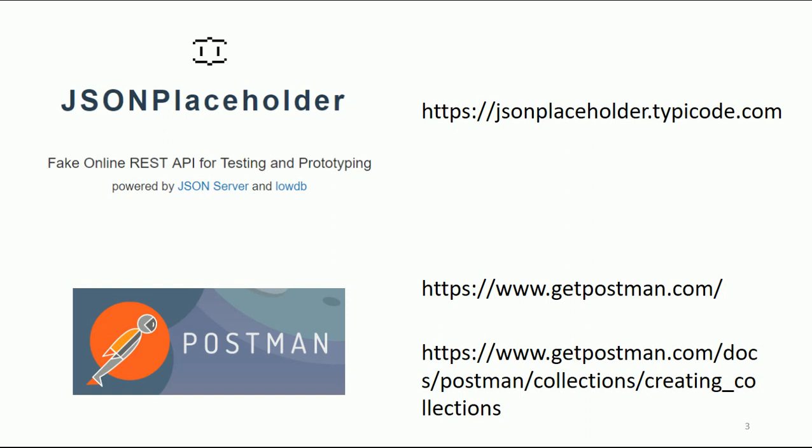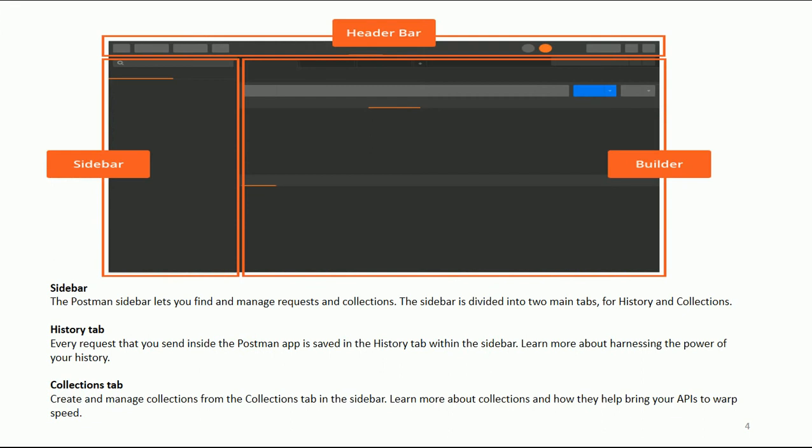If you want to get the Postman tool, you are supposed to go to getpostman.com, and if you need more technical documentation, of course you can go over to this link. Let's go through and understand the Postman overview with its UI. When you launch Postman for the first time, you see three main sub parts in the UI: one is the builder, one is the header, and one is the sidebar.